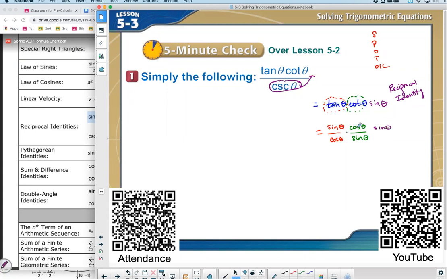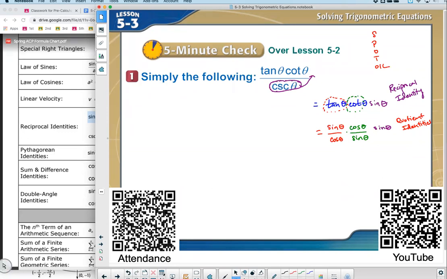Now, both of these were called the quotient identity. Those are called quotient identities. When you change tangent and cotangent to sines and cosines, that's called a quotient identity. And since I did it twice, I will say it plural, identities, because I did both of them.